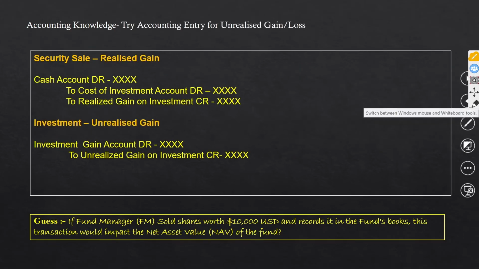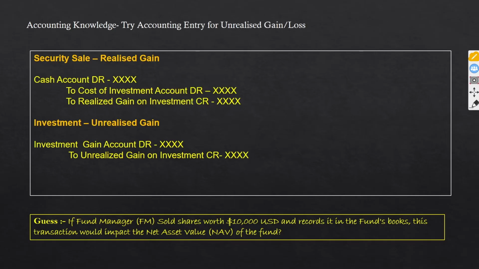So again, this is just for accounting knowledge. Try the accounting entry for unrealized gain. I would say sometimes you would see it just because of the difference in trade date and settlement date. Right. Let's say on trade date the price was 100 and on settlement date the price is 120. So if you apply this logic here, on sell transactions your accounting entry would be cash account debit, cost of investment account credit, and realized gain on investment account credit.